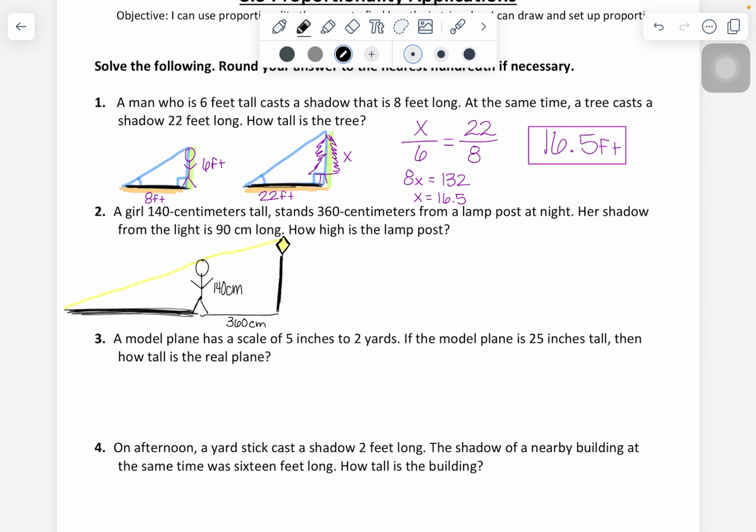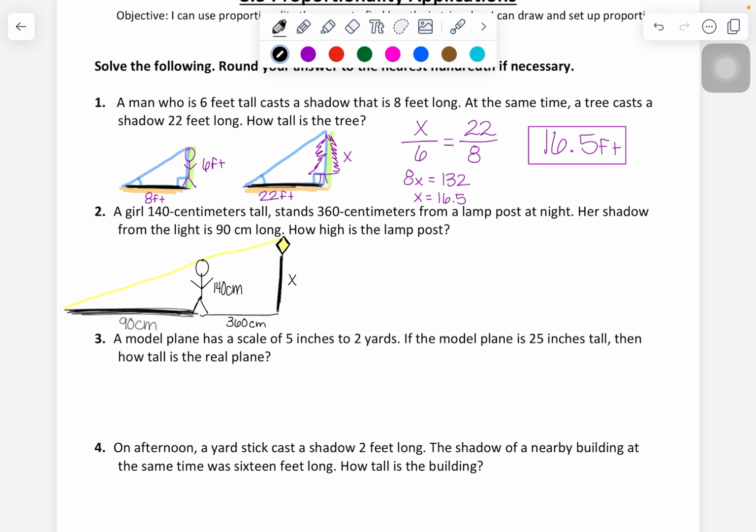It is 360. Nope, sorry, it is 90 centimeters long. Look at the right thing. Yes, I am well aware that my 90 centimeter looks significantly longer than my 360 centimeters. That's okay. How high is the lamppost?